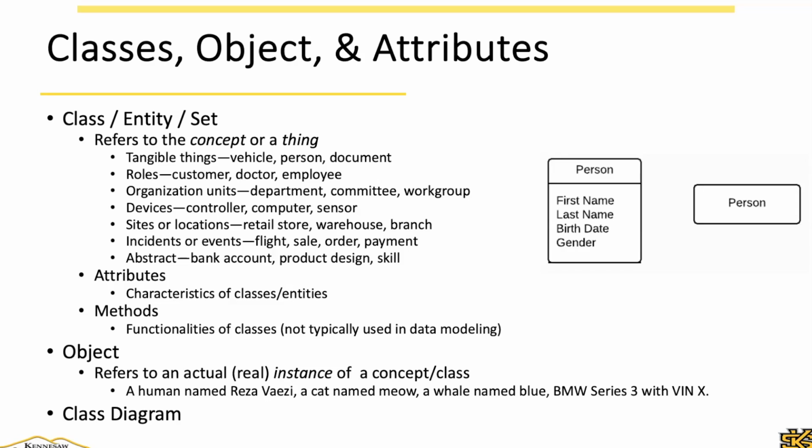This could be something tangible, like a vehicle, or abstract, like roles, organizational units, sites or location, incident, events, or even concepts such as bank account or product design and skills. So what you previously learned as a relation or table, now it can be referred to as a class. Your textbook may also refer to classes as sets. So don't get confused. I prefer to use a standard term class, but when reading the book, you will see it referred to as sets.